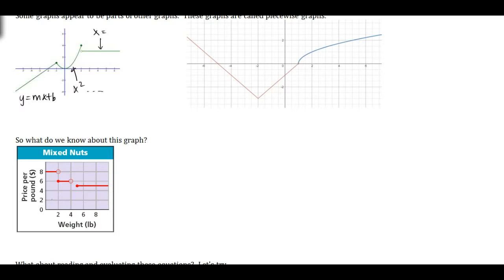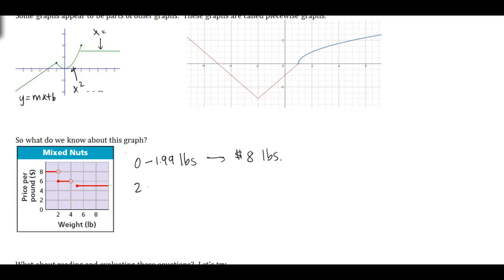So what do you know about this graph? You kind of sit back and you look and you're like, all right, well, the one thing I know is if you get 0 to 1.99 pounds of nuts, you're going to pay $8 a pound. Now, why did I stop at 1.99? Because that open circle meant it didn't include it. Once you buy a little bit more, once you get 2 pounds, you only have to pay $6. So good deal, right? Don't buy 1.99 pounds. You're ripping yourself off. You might as well buy 2 pounds. It's going to be cheaper.